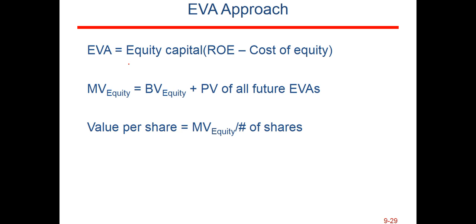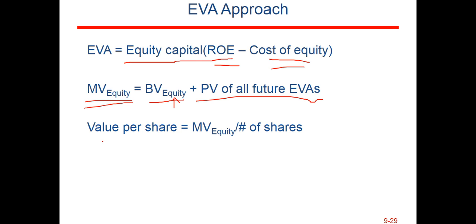Economic value add, on the other hand, is basically what you are earning minus the cost of equity. This is the definition of it: return on equity minus the cost of equity. The difference between those multiplied by the invested capital, equity capital, will give you economic value add. And the market value of equity is nothing but the book value of equity. This is the accounting book value taken from the balance sheet. And the present value of all the economic value adds will give you the market value of equity, which is another way to calculate the share price.